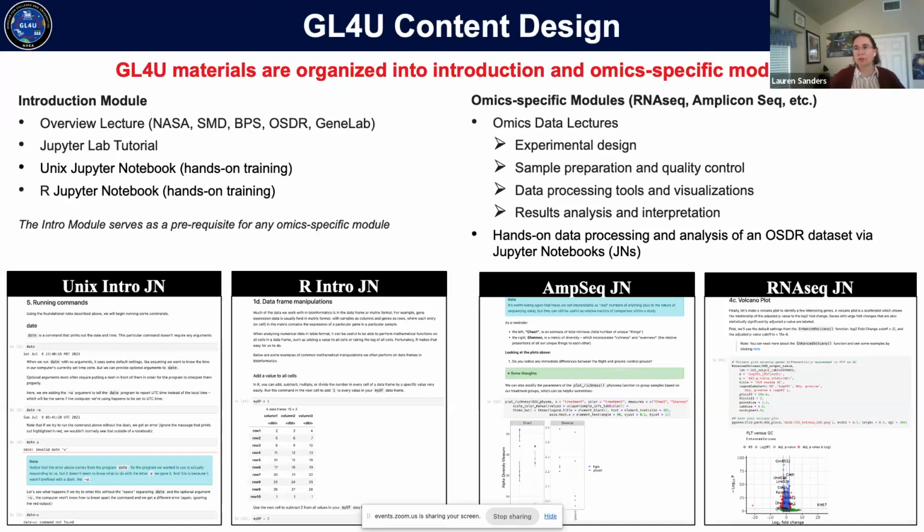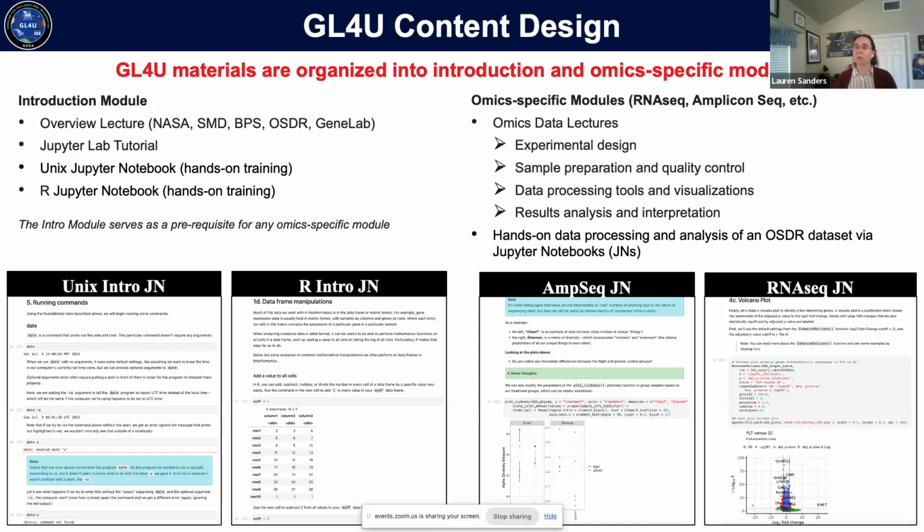We organize our GL4U materials into 2 different types of modules. We provide an introduction module, which gives an overview of space biology at NASA and where Open Science Data Repository and Gene Lab fit into that ecosystem. And then we also provide a tutorial on how to use Jupyter Lab, because that's the platform that we use for teaching coding and analyzing data. And we give hands-on training in how to use the Unix and R programming languages.